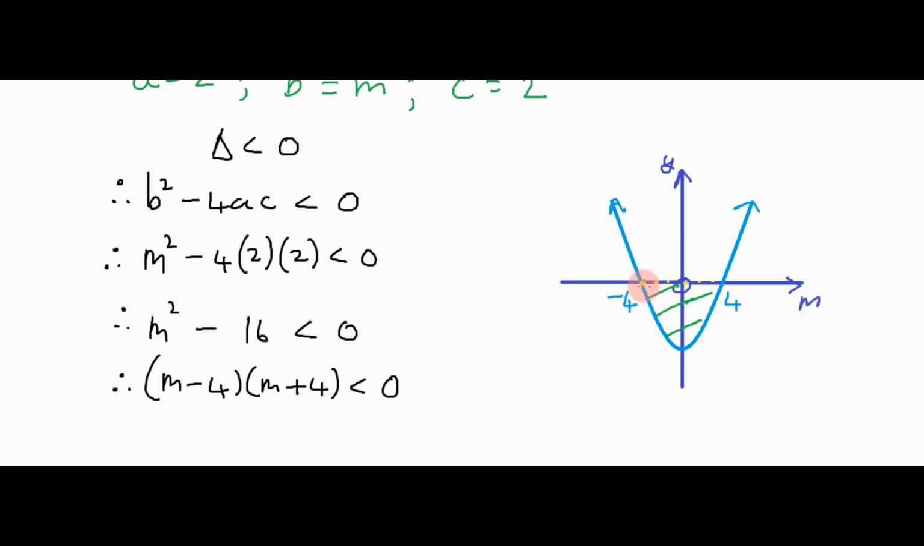And we said for all values of m between negative and positive 4, the graph is negative or below the x-axis. So then our solution will be that m must be between negative 4 and positive 4. In other words, m must be greater than negative 4, but less than positive 4.